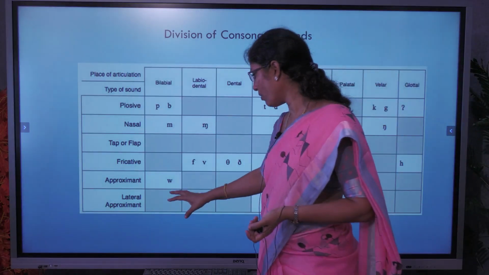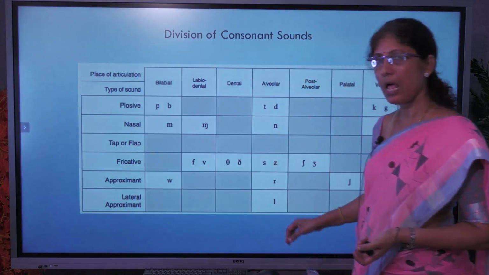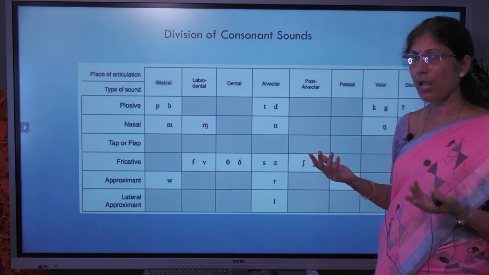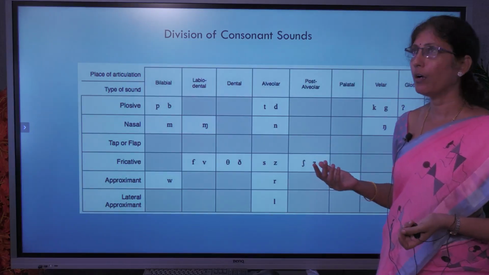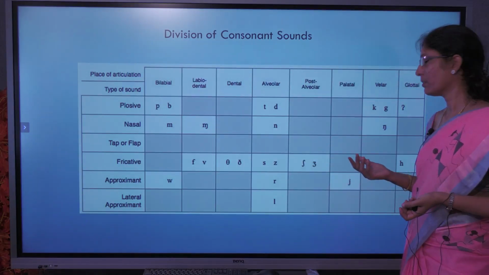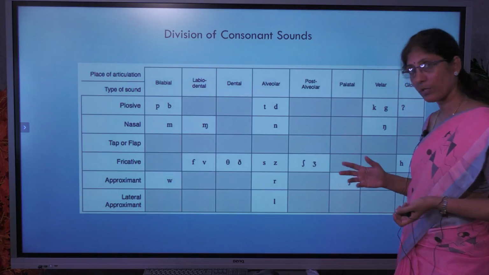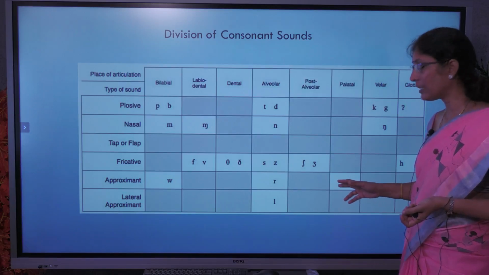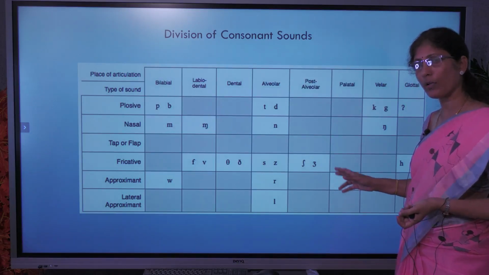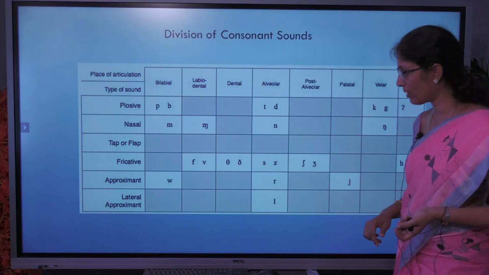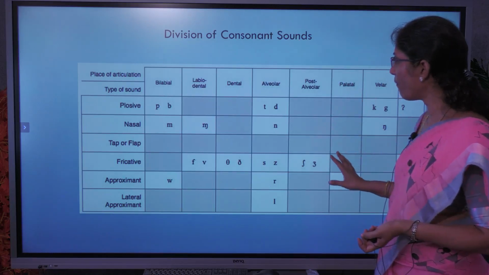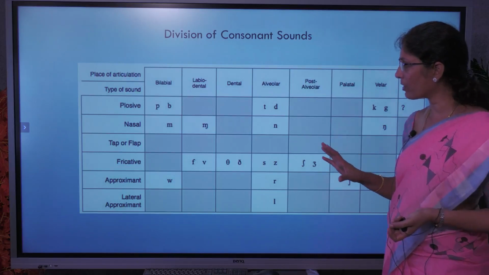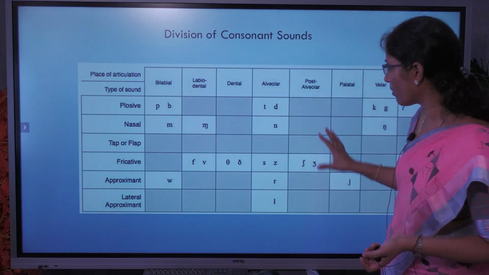And the lateral sound, l, means the air escapes from the sides of the tongue. They are lateral sounds. Then there is the j sound, as in Jew. This is about the division of consonant sounds.